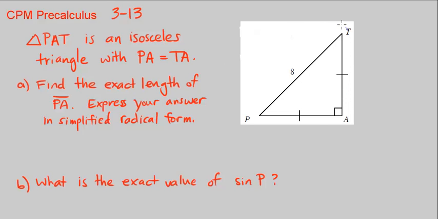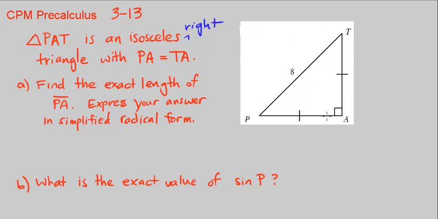In fact, this sketch, the drawing of triangle PAT, shows us it's not just isosceles, it's a right triangle, right? So it's an isosceles right triangle. Part A says find the exact length of side PA, because we're given the hypotenuse. We're given side PT is equal to 8.